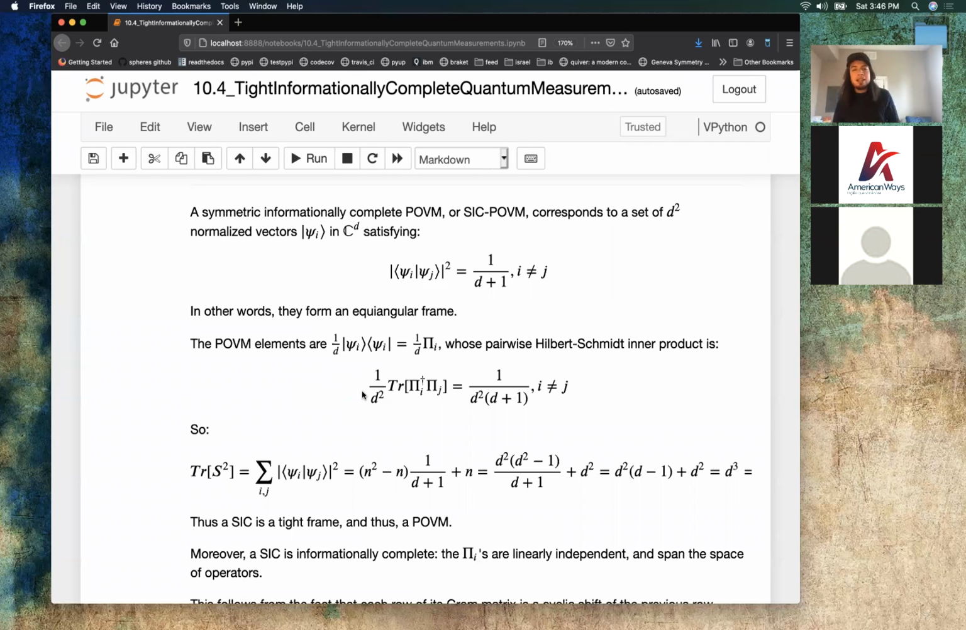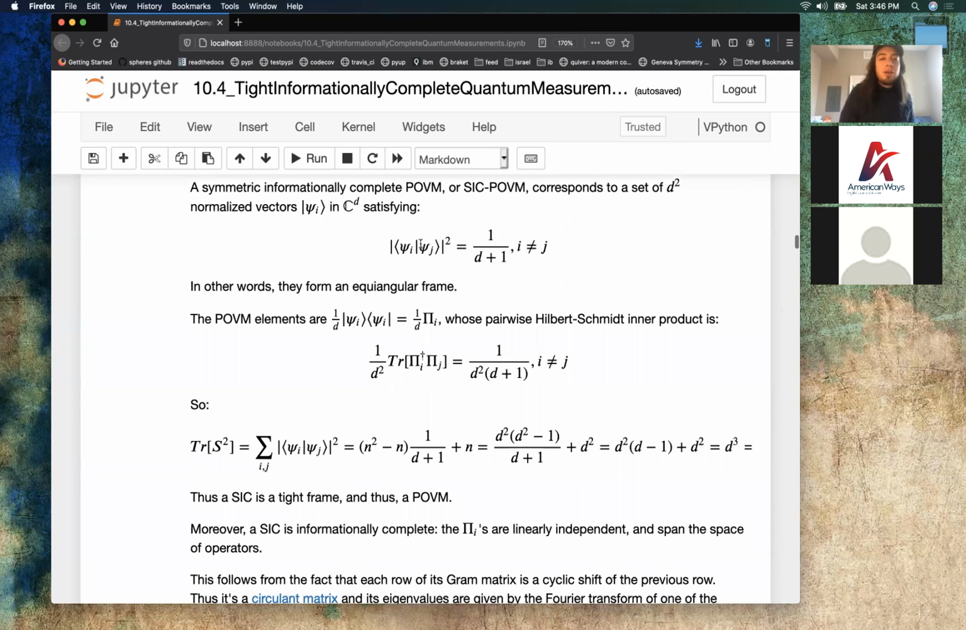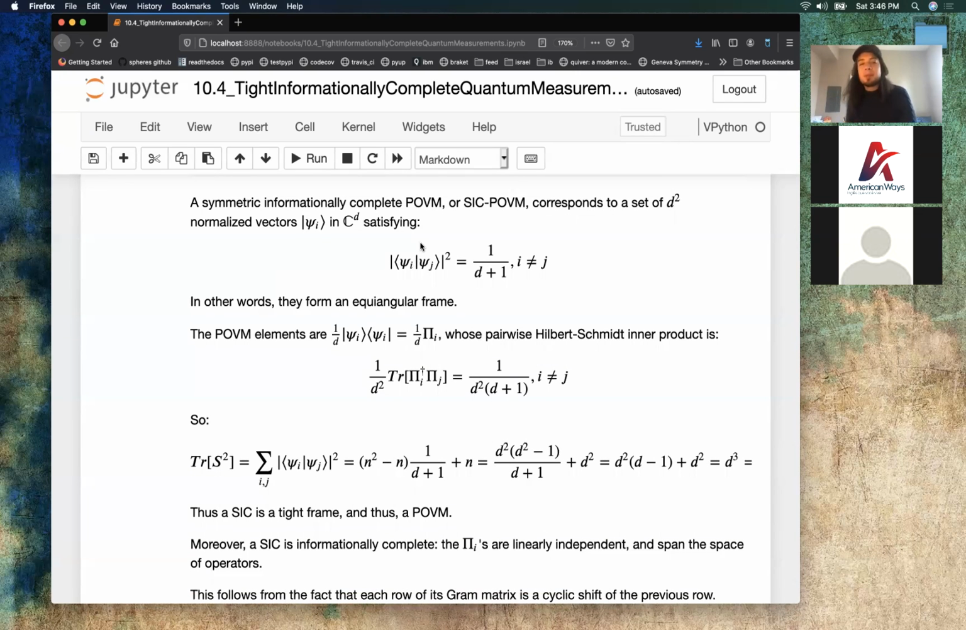So a symmetric informationally complete problem corresponds to a set of D squared normalized vectors in complex vector space, such that the inner products are basically constant. They're all the same for vectors that aren't equal to each other, or for vectors with different indices. So SIC problems form equiangular frames. In other words, you have some frame vectors, and for all i not equal to j, they make equal inner products with each other.